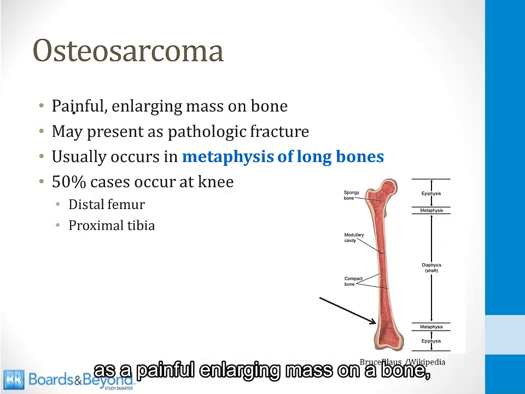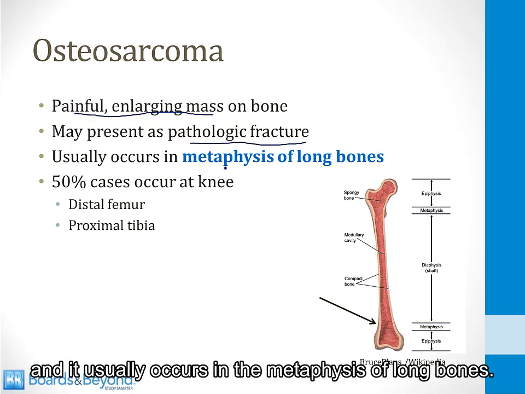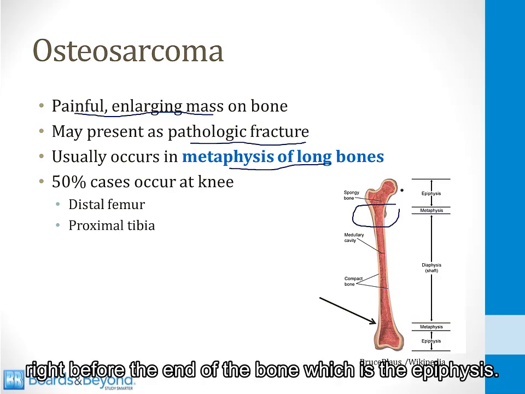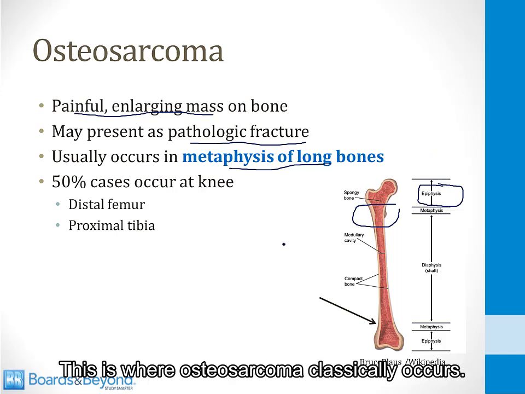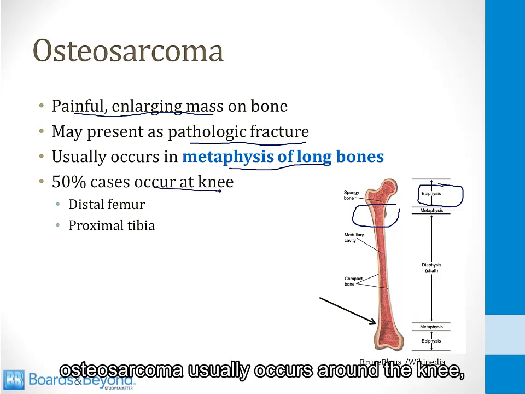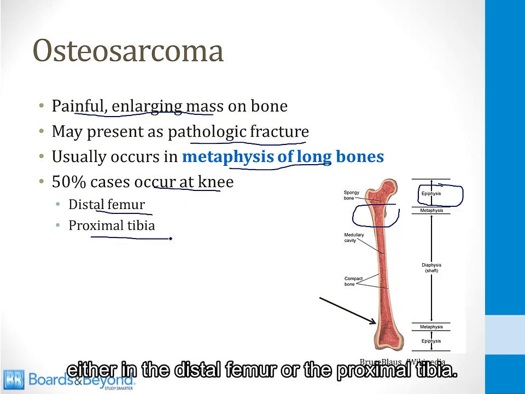Osteosarcoma may present as a painful enlarging mass on a bone. It may also present as a pathologic fracture. And it usually occurs in the metaphysis of long bones. So shown on the screen is a drawing of a long bone. The metaphysis is the widening of the bone right before the end of the bone, which is the epiphysis. This is where osteosarcoma classically occurs. And just like I told you before is true for most bone tumors, osteosarcoma usually occurs around the knee. Half of cases are around the knee, either in the distal femur or the proximal tibia.